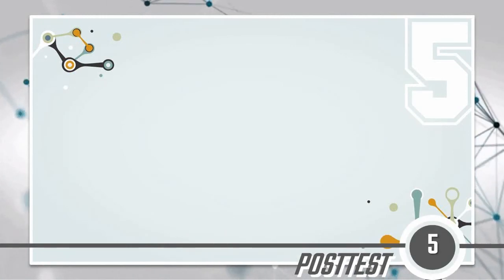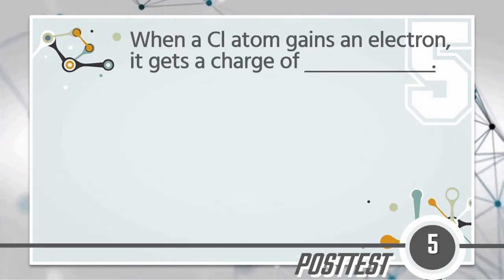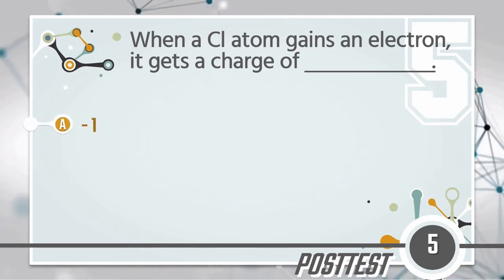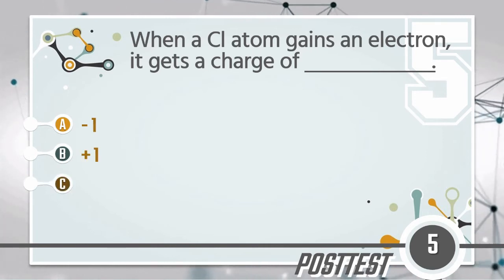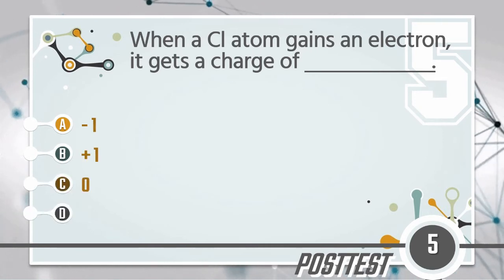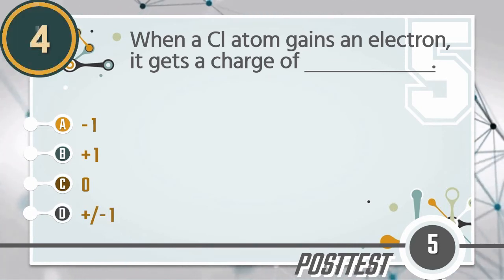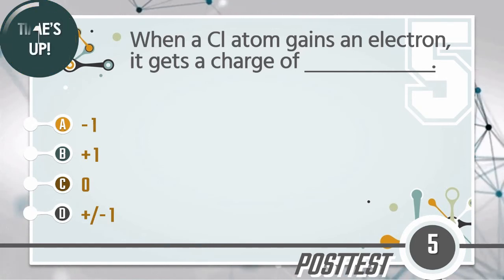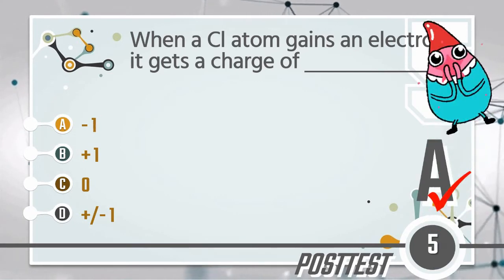Number 5. When a chlorine atom gains an electron, it gets a charge of blank. A. Negative 1. B. Positive 1. C. 0. Or D. Positive or negative 1. If your answer is A, you're correct.